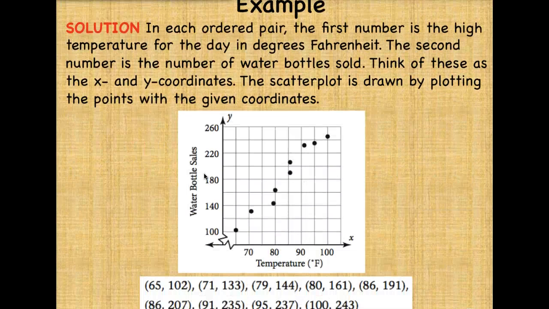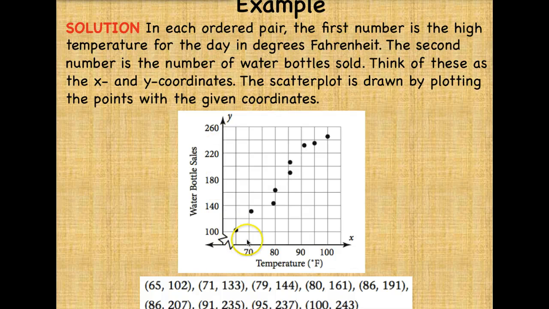Let's create a scatter plot. Here is our scatter plot. So now you get a better idea of saying, hey, as the temperature gets hotter, we sell more water bottles. So we can plan and predict and stock based on the temperature. If we know it's going to be 110, we better have more water bottles in stock because we have potential to sell more. So notice in each ordered pair, the first number is the high temperature for the day, and the second number is the number of water bottles sold, as we stated earlier.